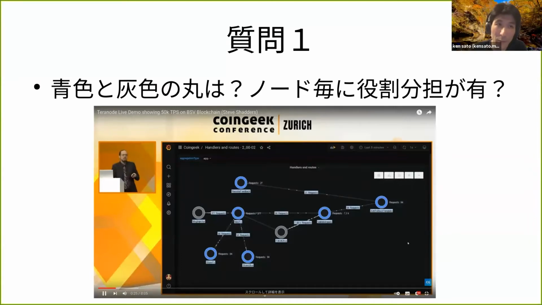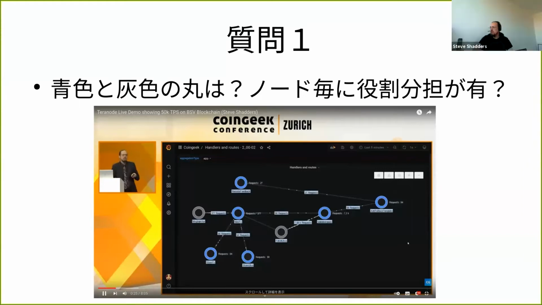So can I clarify a question? Is the gray just shooting out to the network? No, sorry. The gray is where things come into the network, into the Teranode. And the blue one? The gray one in the center should be blue. It's a bug. Okay.